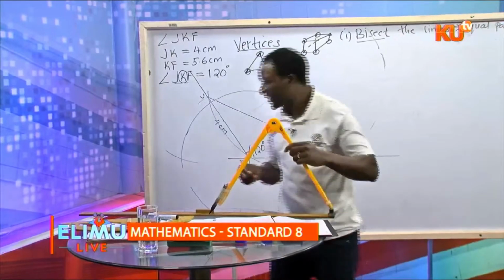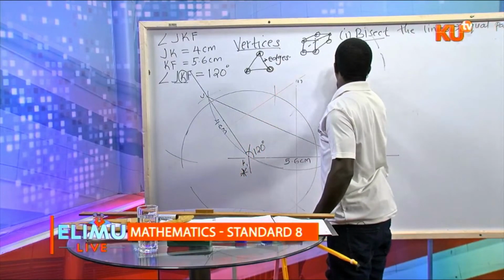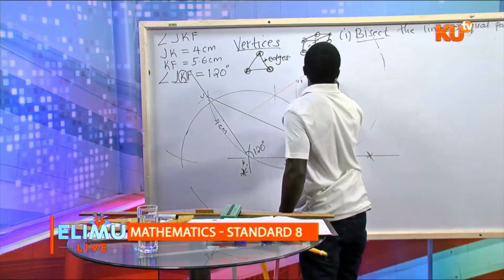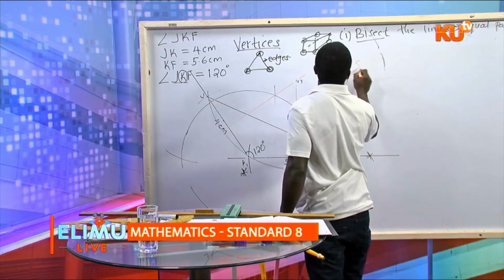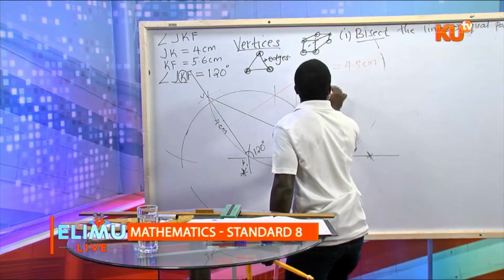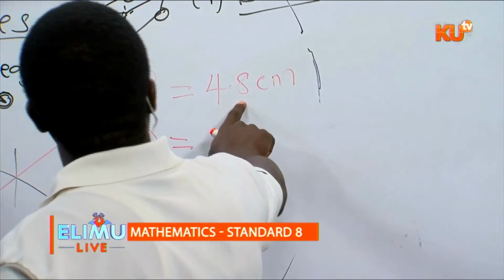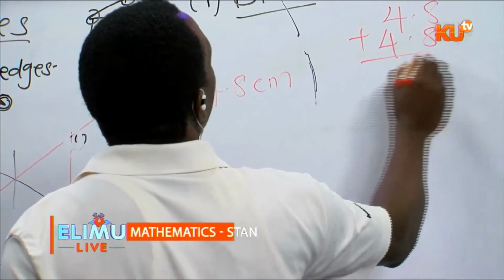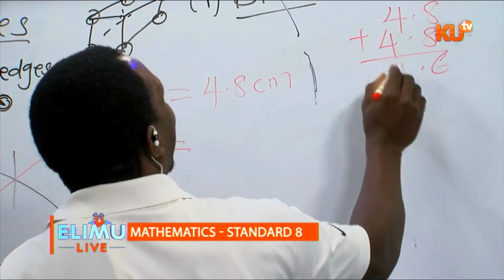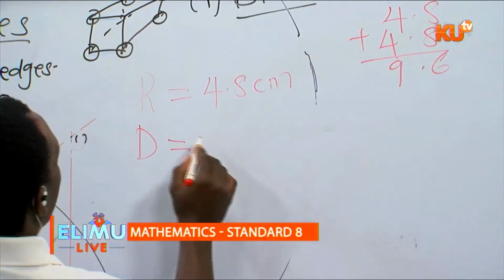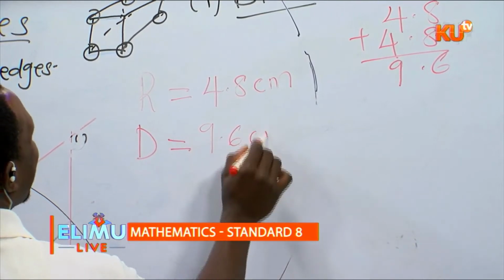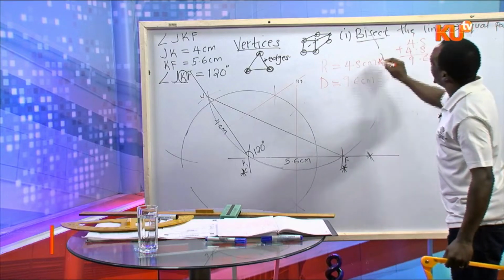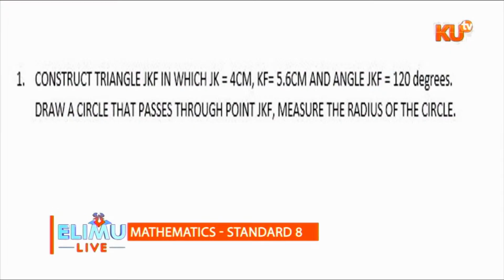Measure it on your ruler, and you get our radius is coming to 4.8. So our radius is 4.8 centimeters, meaning our diameter is twice this one. You can just add 4.8 plus 4.8, or even multiply by 2. You get our diameter is 9.6 centimeters. But all the same, our question was asking us about the radius. So this one was just by the way.